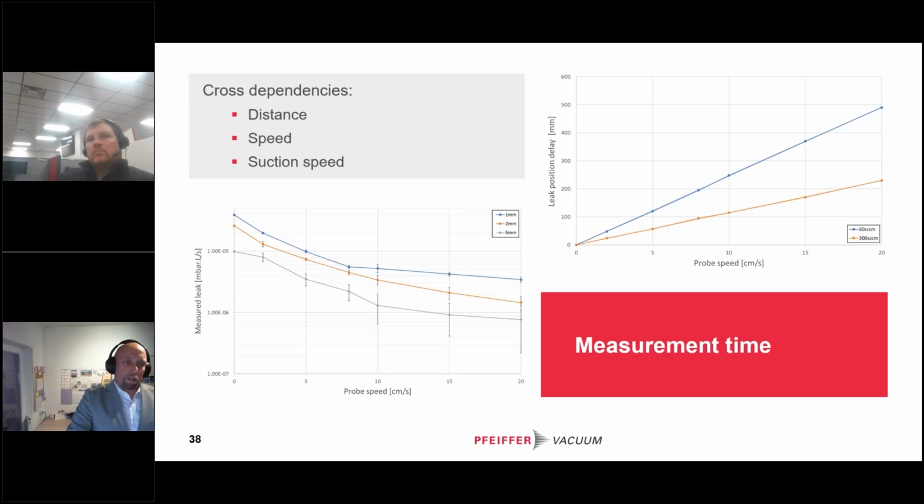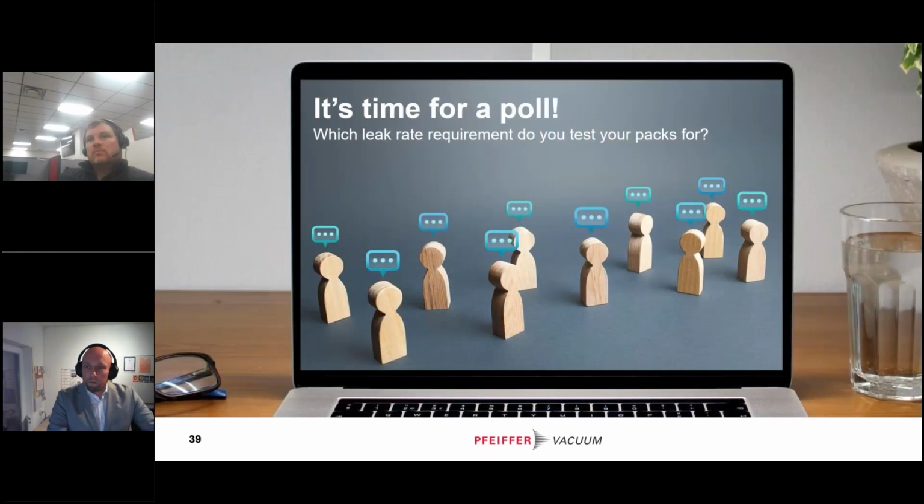That's it for the topic of helium sniffing. Now, the last part before we finalize our slides. Our presentation ends with the question: which leak rate requirement do you test for your packs? Is it something like an IPX9K, so high water jet pressure testing, washing, which means 0.006 SCCM? Is it an IP67 rating, 0.3 SCCM, or something much higher, like let's say 10 SCCM?